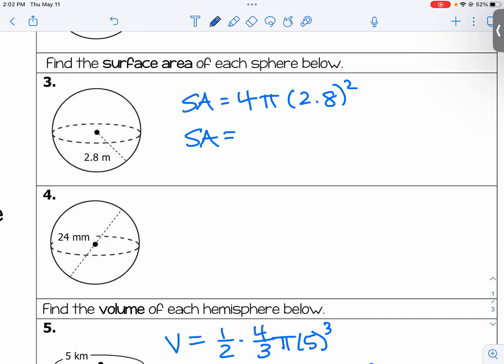Harper, what'd you get for the surface area? Yeah, 98.5?